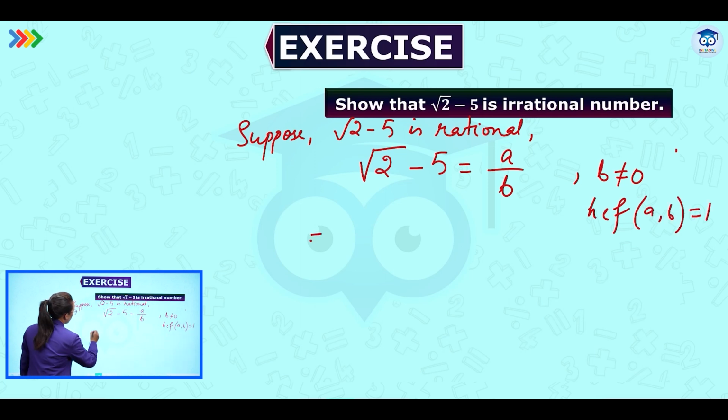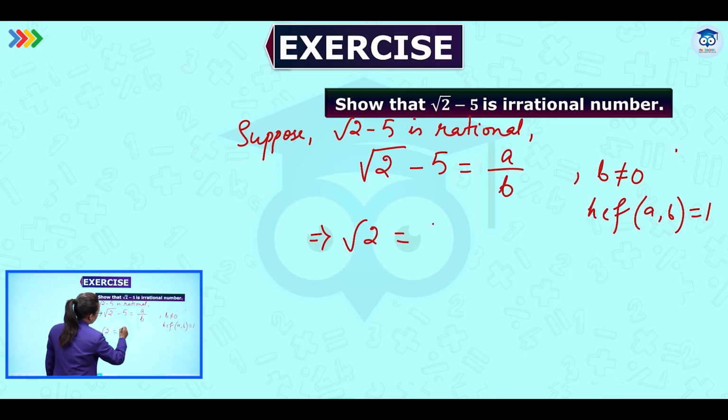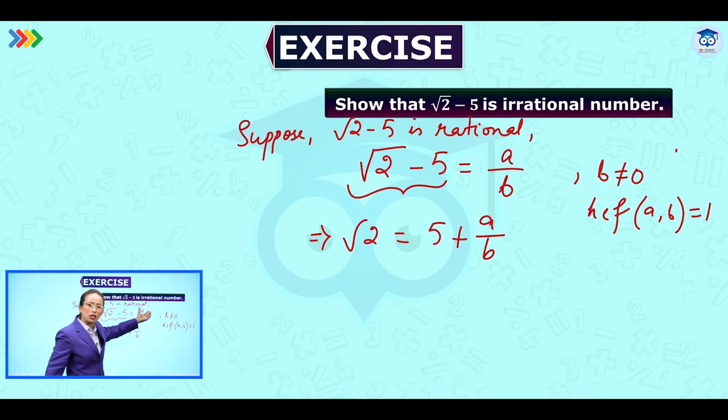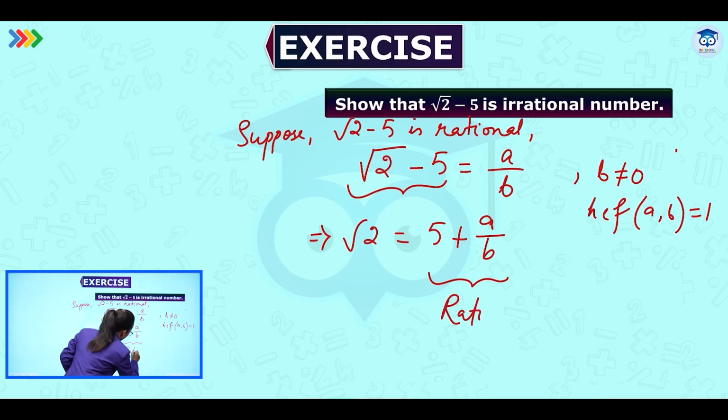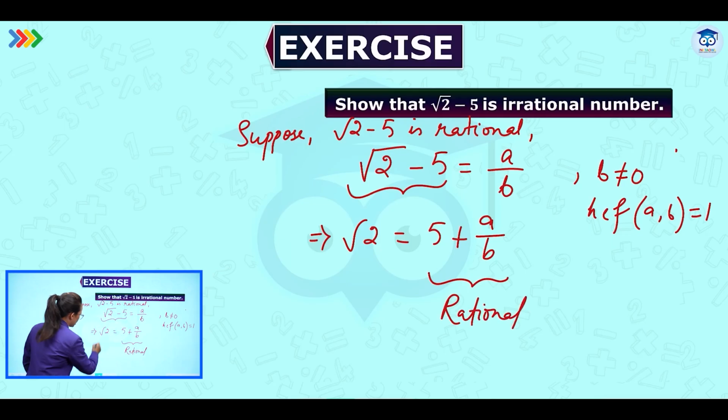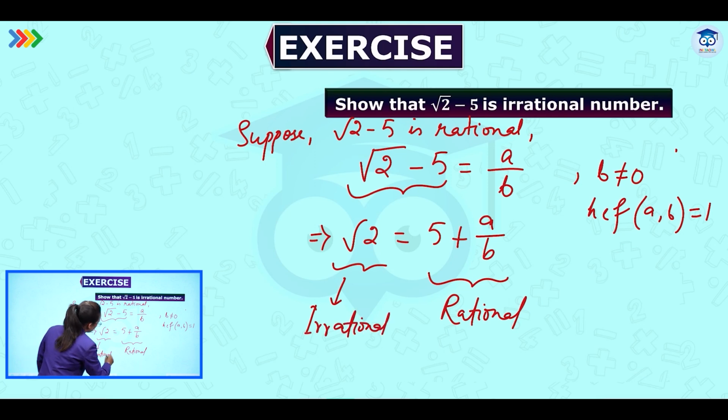So now we can take root 2 is equal to 5 plus a upon b. Now we have 5 as rational, a upon b is also rational here, right, because this is rational, therefore this is also rational, both are equal. So when rationals are added, this side is rational, right? But we know that this side is irrational. Is it possible that irrational is equal to rational? Not possible, because this is happening since we assumed that root 2 minus 5 is rational. Therefore, root 2 minus 5 is an irrational number.